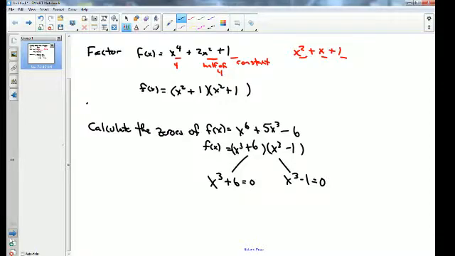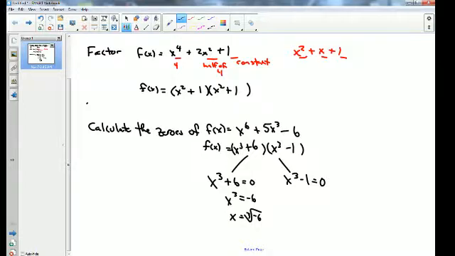So x is the cube root of negative 6. Is it going to be plus or minus the cube root? Good question. Do we need a plus or minus on a cube root? Why not?